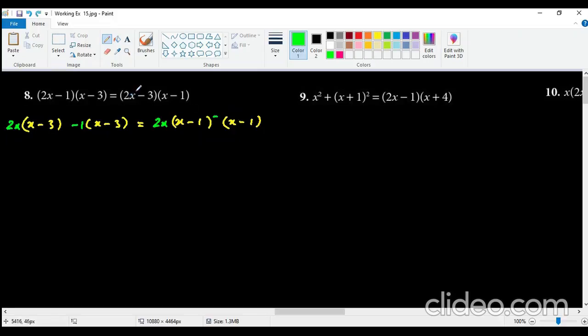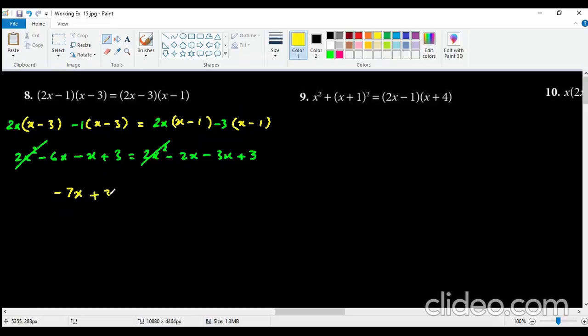I will just take this guy a little to the right to make room for me to write minus 3 this way. So this is going to give us a 2x square minus 6x. This is going to give us a negative x, and negative is going to give us a positive 3. On the right hand side, it's going to give us 2x square minus 2x and minus 3x and plus 3. Each side, negative, positive 2x square are going to be cancelled, and minus 6x and minus 1x is going to give us a negative 7x plus 3, and then this side is going to be negative 5x plus 3.